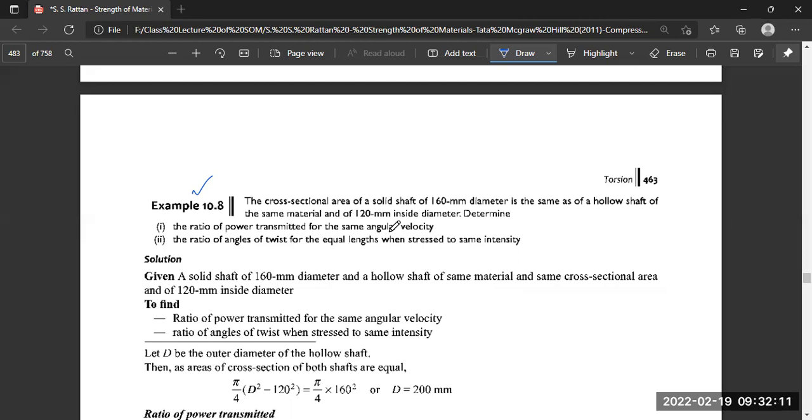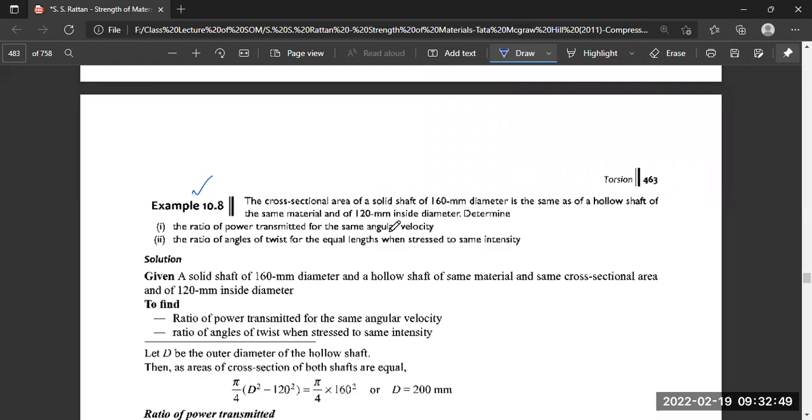So, what is given? We have a solid shaft whose diameter is known, so its cross-sectional area is known. The diameter is given as 160 millimeter, and we have a hollow shaft made of the same material whose inner diameter is known, but they have the same cross section. So if the cross-sectional area is the same, then from here we can calculate the outside diameter of the hollow shaft also. What we have to find out is the ratio of power transmitted for the same angular velocity, and then the angle of twist for equal length.